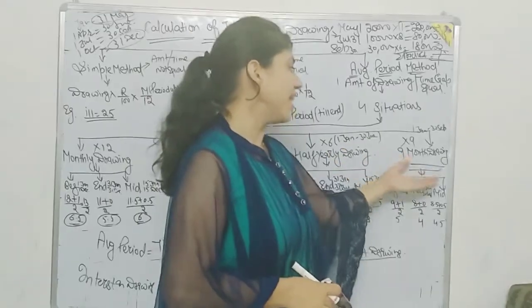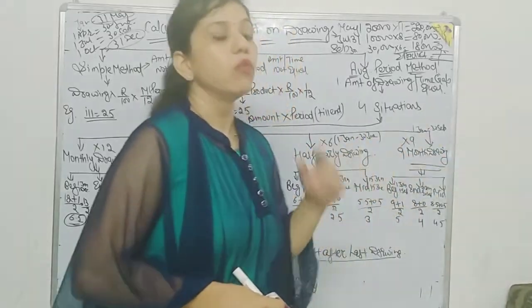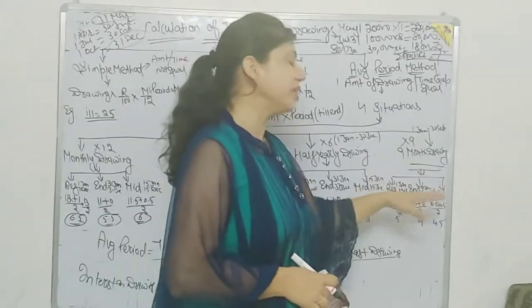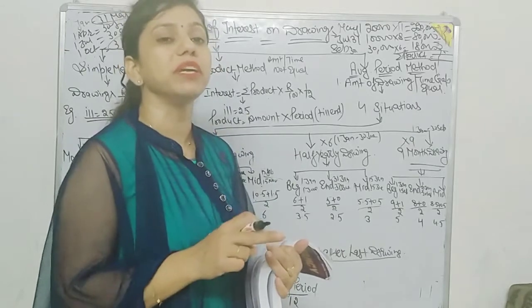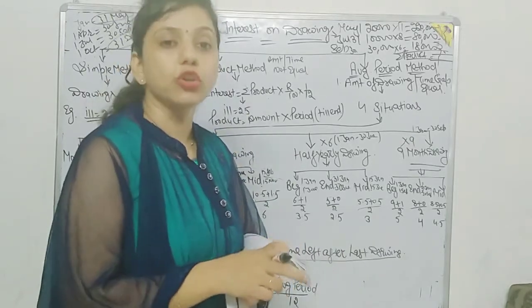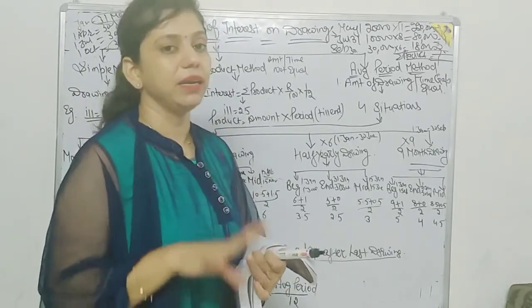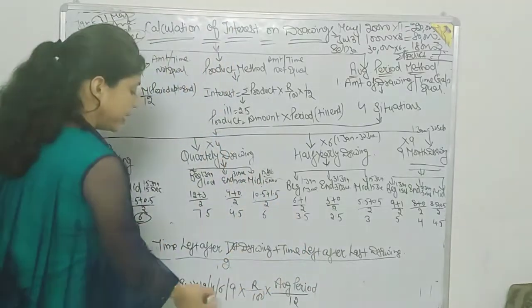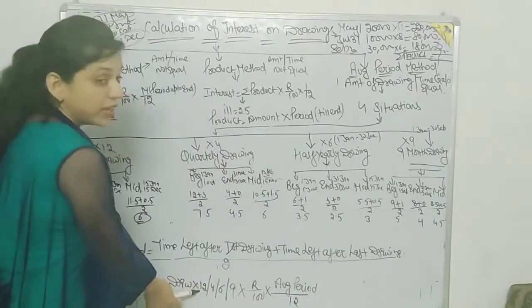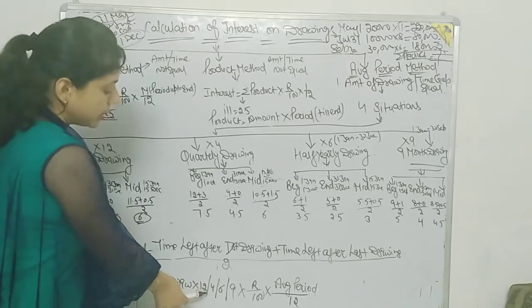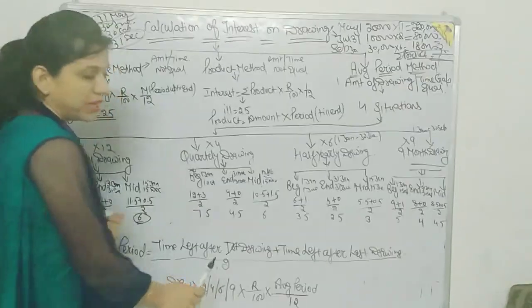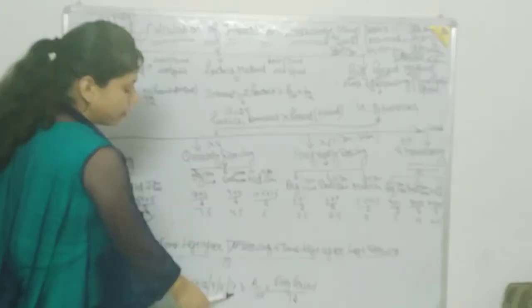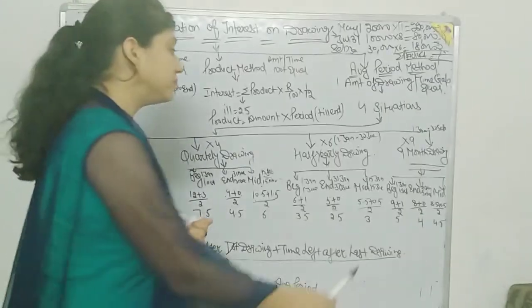And last we have 9 month drawing. What do we do in case of 9 months? Here the time period is 9 months, from 1st January to 30th September. So drawing is multiplied by 9. Keep it in mind: in case of monthly, multiply by 12. In case of quarterly, multiply by 4. In case of half yearly, multiply by 6. And in case of 9 monthly, multiply by 9.